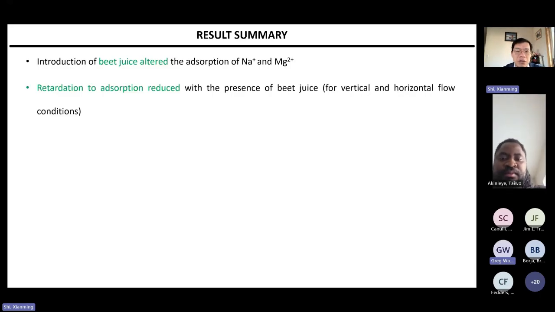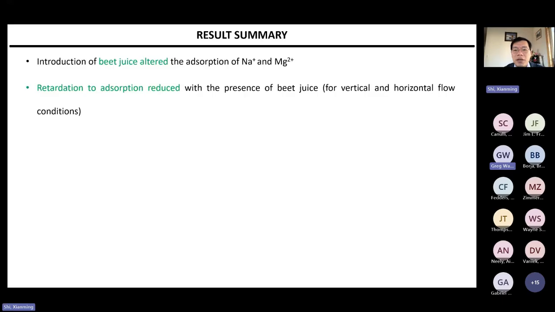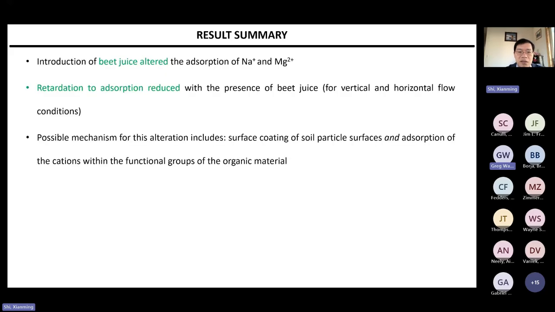And basically, what the results mean is that the introduction of beet juice into the de-icer products actually changed or altered adsorption of sodium cation and magnesium cation with the soil particles. And retardation due to adsorption reduced with the presence of beet juice for both vertical and horizontal conditions. So that means the presence of beet juice as an additive in the chloride salts actually accelerates the migration of those ions through the roadside soil under the investigated conditions.